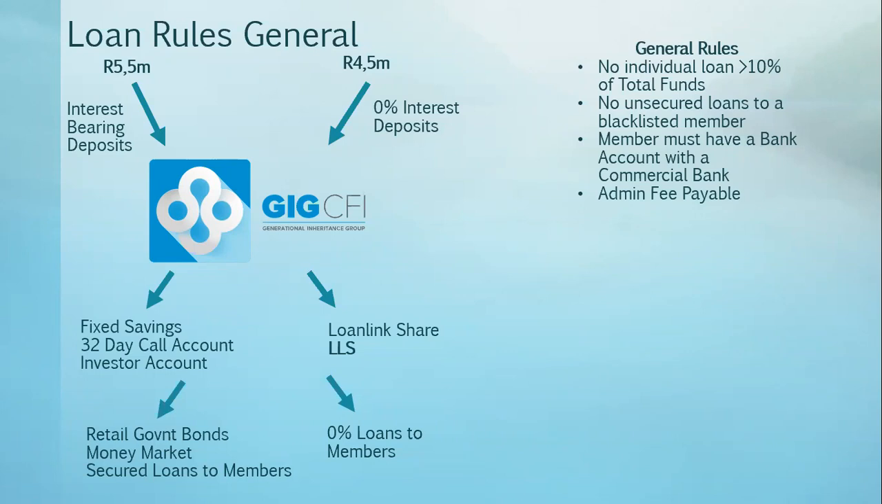So that's the first rule. The second rule is no unsecured loans to blacklisted members. Now, coming back to the Loan Link Share, where you can borrow up to 3 times. If you currently have an impaired credit record, it's the same as saying you're blacklisted, then the National Credit Act forbids us to give any money out unsecured. So we can give you a loan 1-to-1 to the deposit that you've made, but we cannot go 2-to-1 or 3-to-1. So just bear that in mind.